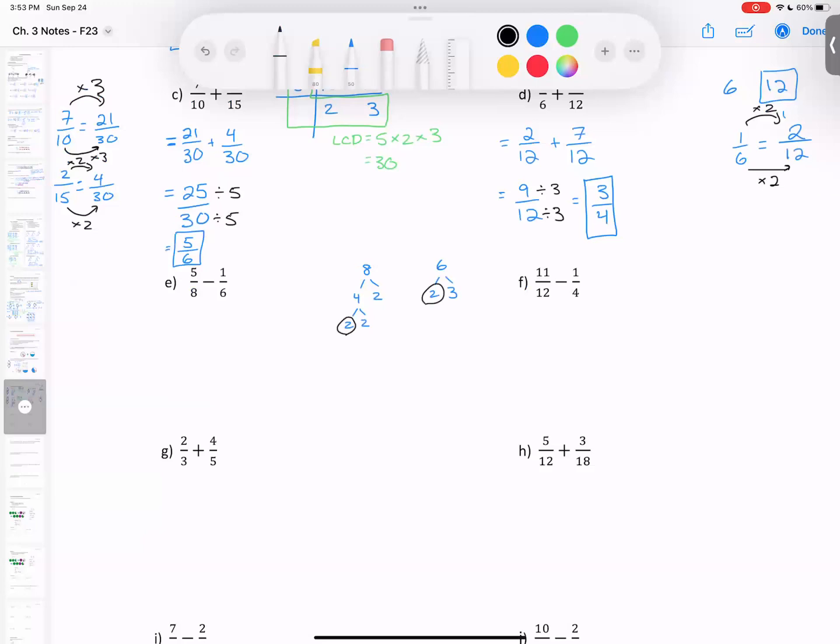Oh, I guess I didn't even need to circle those because I'm doing the table. So I'm doing the prime factorization table. So 8 is 2 times 2 times 2. 6 is 2 times 3. And so my LCD then is 2 times 2 times 2 times 3, which is 8 times 3, which gives me 24. Okay, so I'm looking for both of these fractions then as some number over 24.